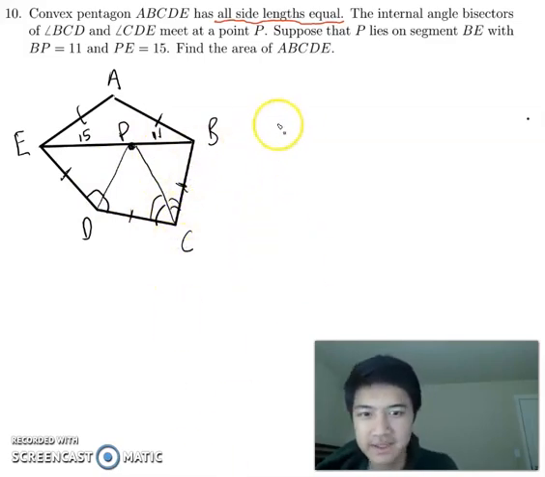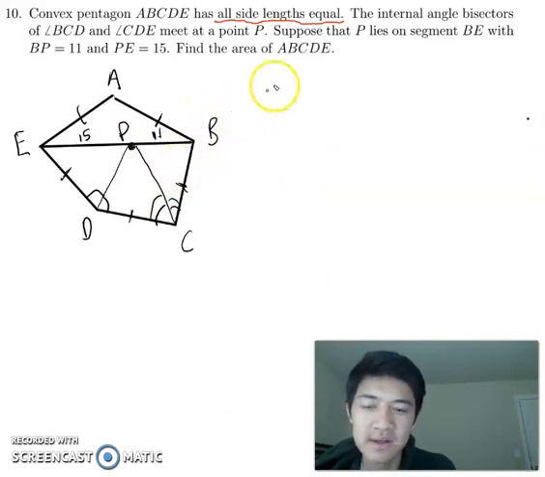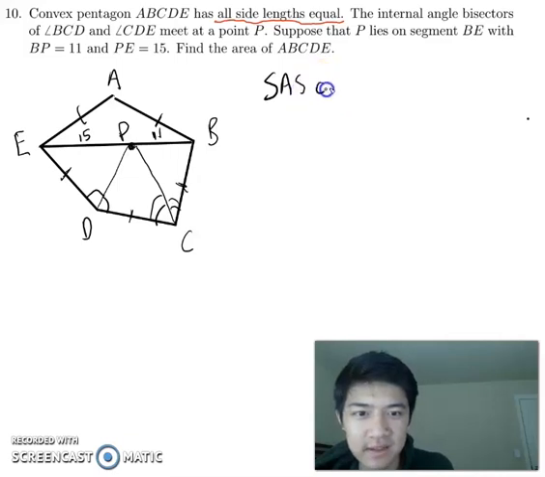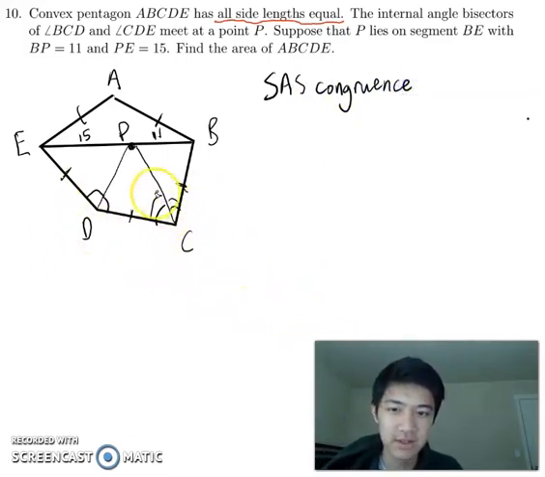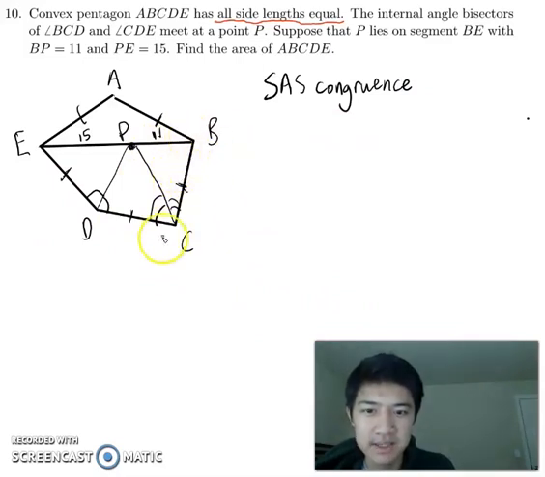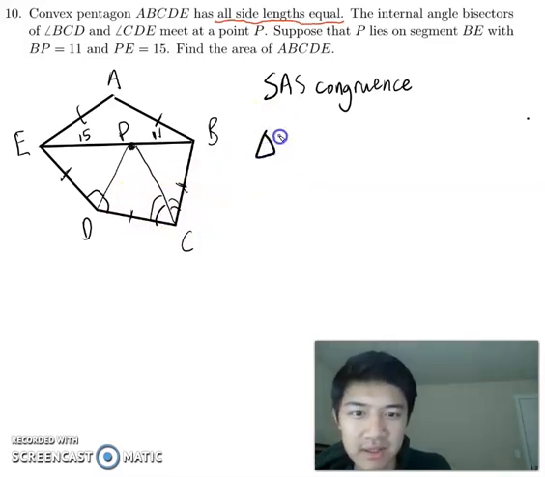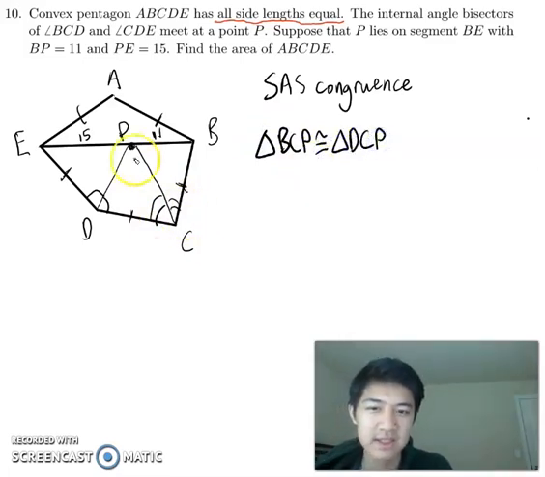And if we try to do that here, we can see that we actually end up with a few. So right here, if you remember, SAS congruence tells us that if there are two sides and an equal angle between them on two different triangles, then we have two congruent triangles. And in this case, BC equals CD, CP is itself, and the two angles between those two pairs of corresponding sides are equal, and as a result, we have triangle BCP is congruent to triangle DCP. They are reflections across the line CP.